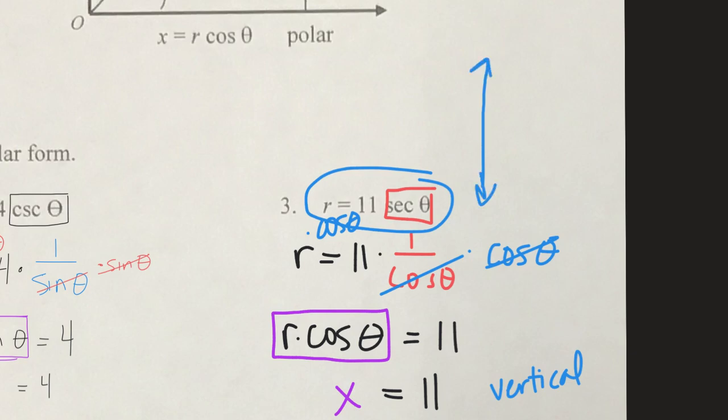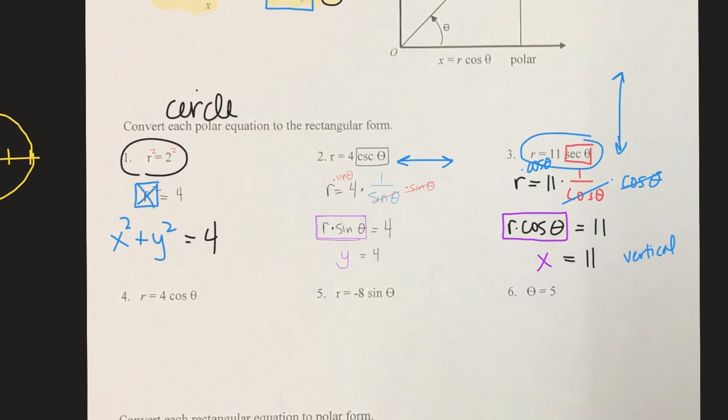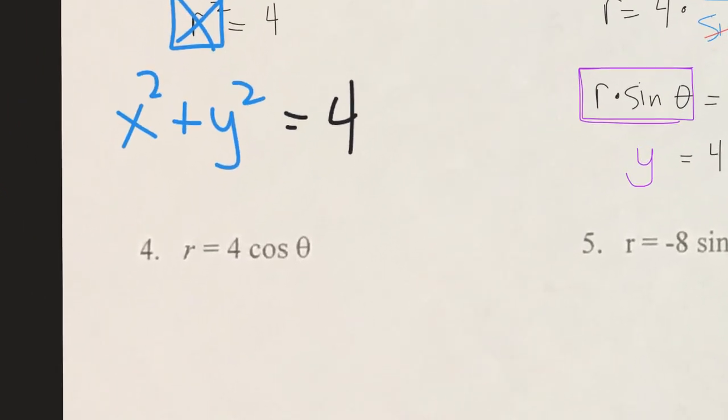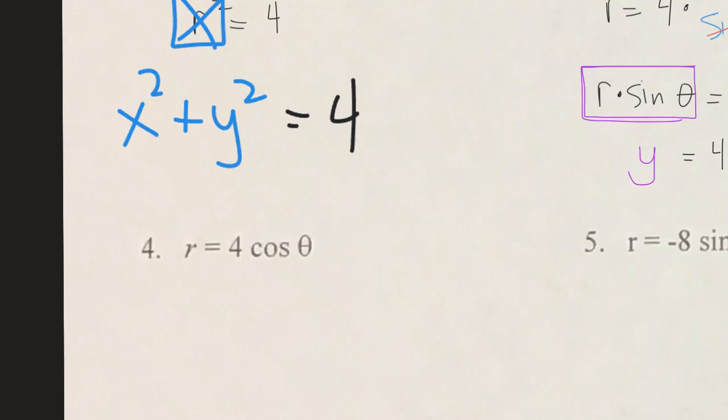Okay, kind of crazy. And this one over here, this was a horizontal line because y equals is a horizontal line. So we're trying to create things that we can replace. Okay, how about this one? R equals 4 times the cosine of theta.